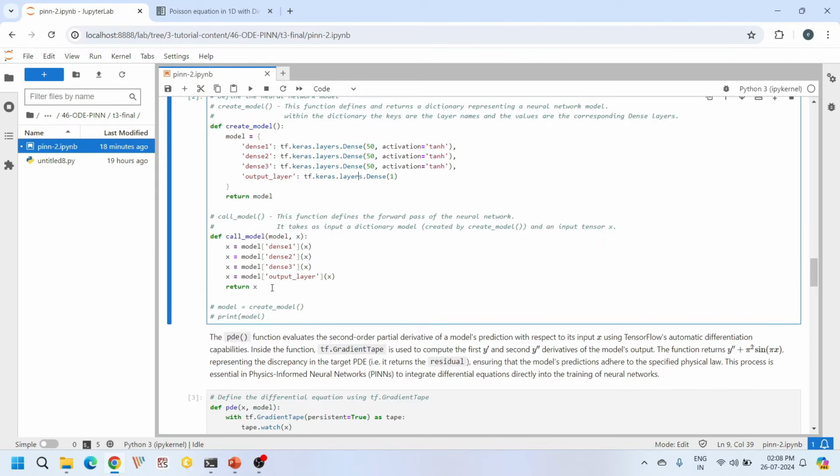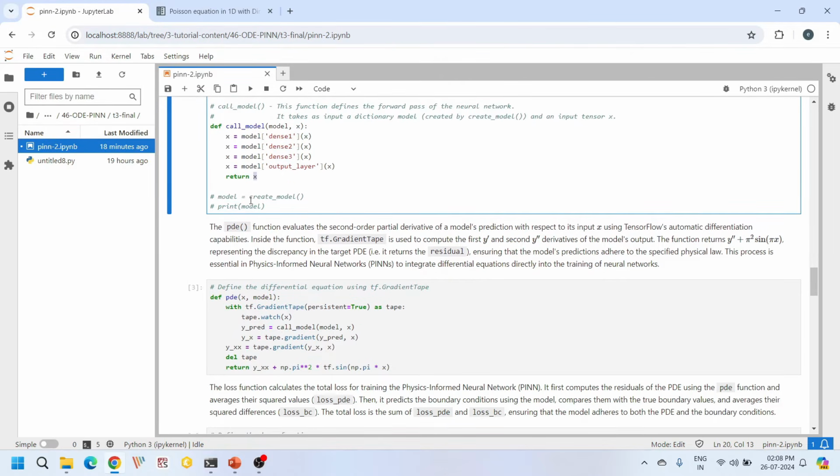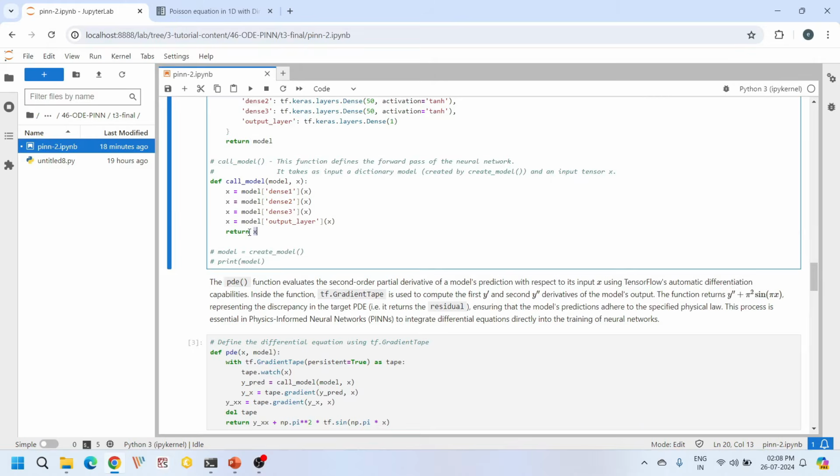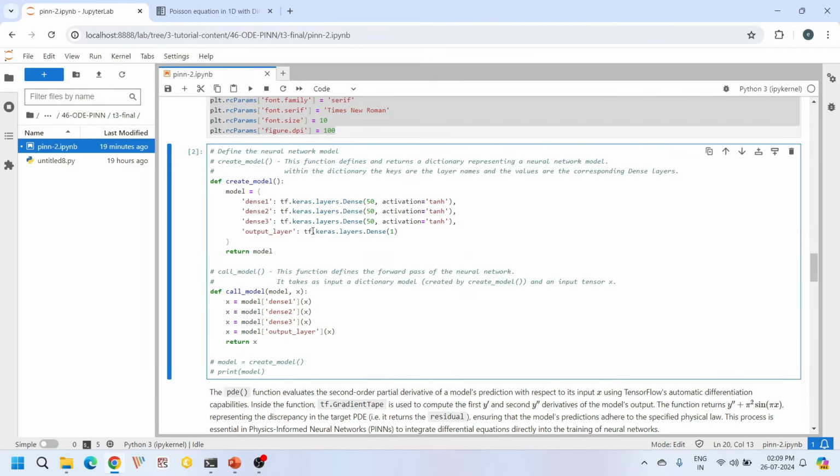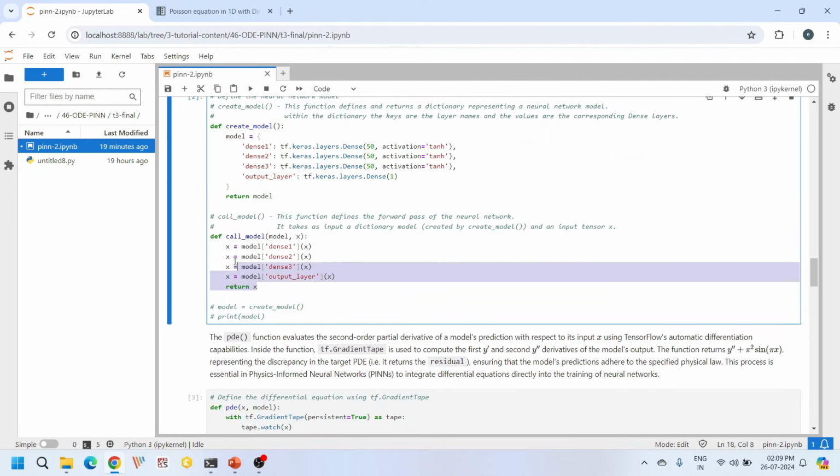And here I'm defining this call model function. So here we send the model and the input feature x to this call model function, and within that it will perform all the calculations and give us the final output, and this is the y value. So these two are some important functions. So here I created the network, and here I call the network and made some evaluation operation using the network.